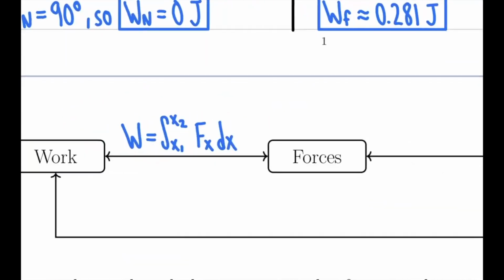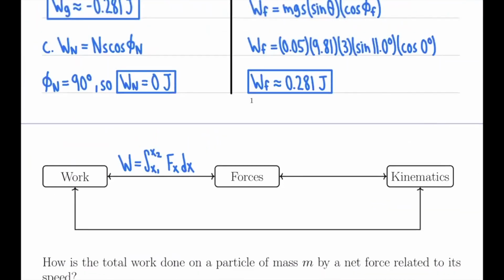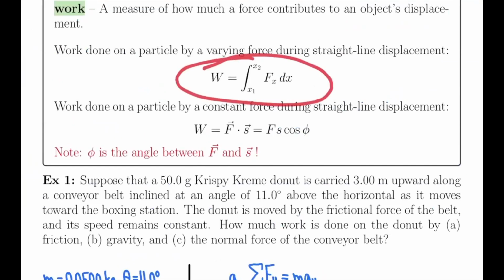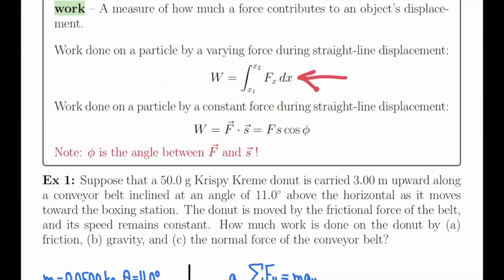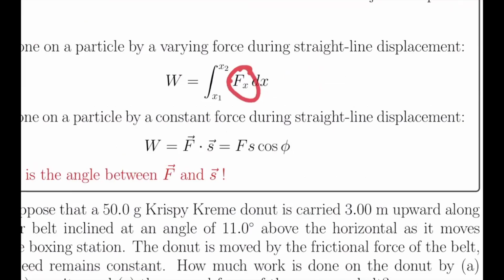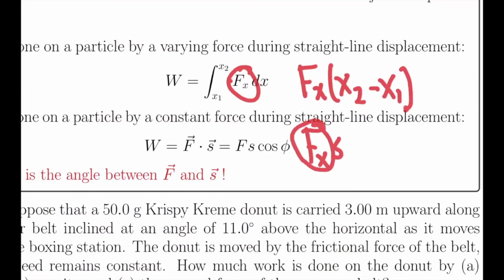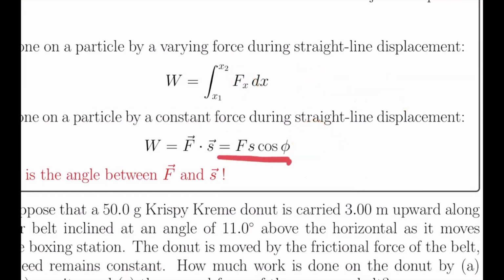We could have done it that way for the last example, but it was just a simpler way. This is the general case where the force is varying, and this is basically what the integral simplifies to if the force is constant. You can quickly see how it's the same thing. You can take F_x outside the integral, and you get F_x times x2 minus x1. And x2 minus x1 is just displacement, which I call s. And F in the x direction is just F cosine phi. So it basically turns into this.